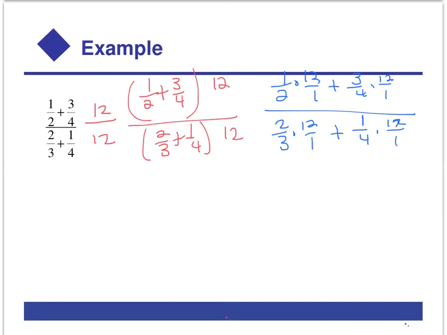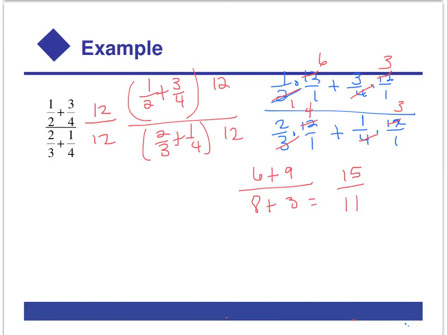So 2 goes into 12 how many times? 6 times. So that leaves a 6 here. 4 goes into 12 3 times, so 3 times 3 is 9. 3 goes into 12 4 times, so 4 times 2 is 8. And then 4 goes into 12 3 times, so 3 times 1 is 3. This simplifies to 15 over 11. So that wasn't too hard, was it? It sounded harder than it was.